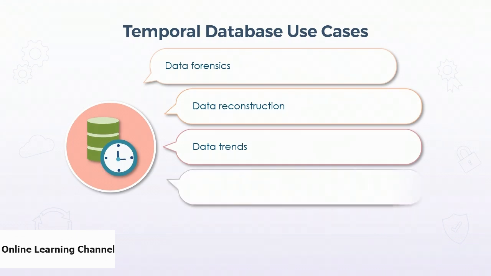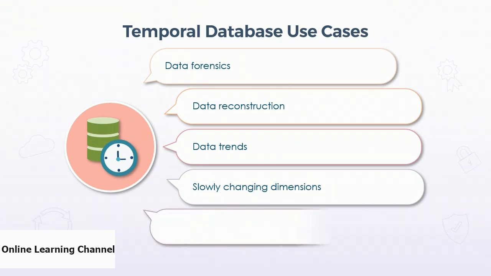Slowly changing dimensions are fields in the database that rarely, if ever, change. An example might be the last name of a user stored in the database. The last name may change, but not very often. A temporal database can capture the history of these slow changes and allow for functions like rolling back to the previous name. And temporal tables are useful if an application needs to be able to roll back changes to fields to a specific time in the past. Say someone enters the wrong data and wants to undo it.